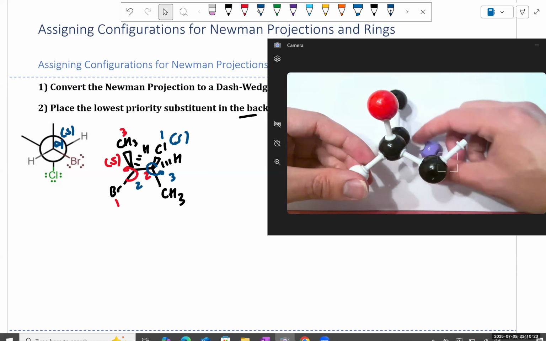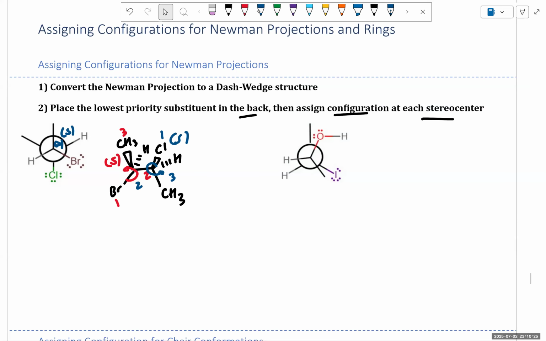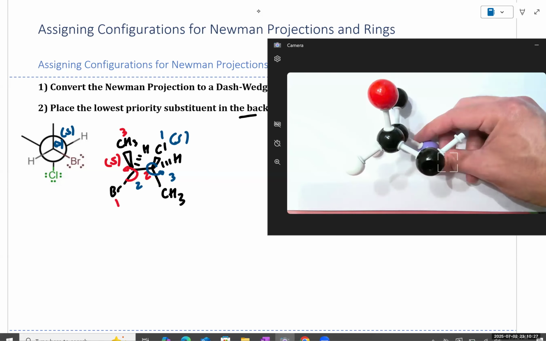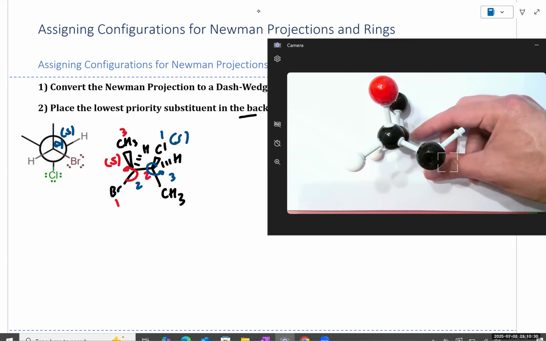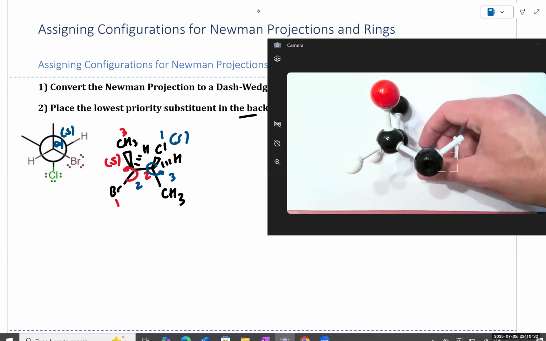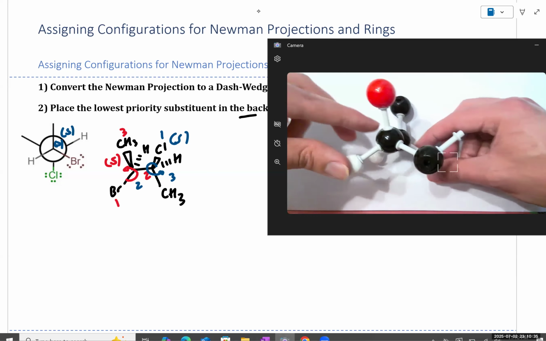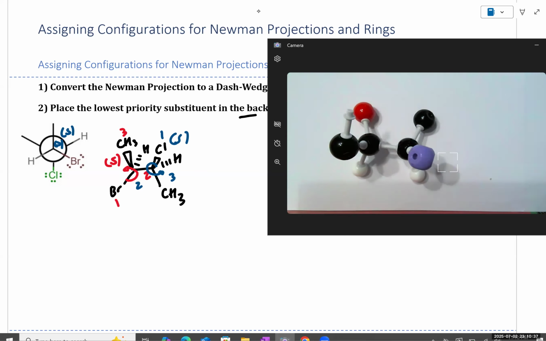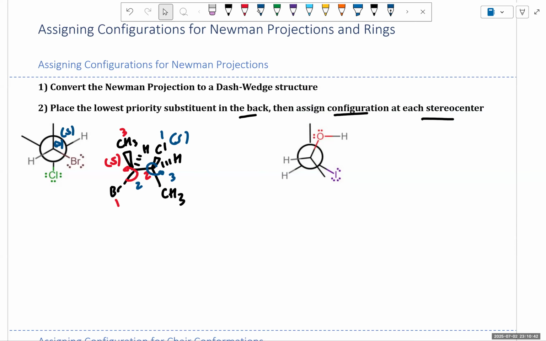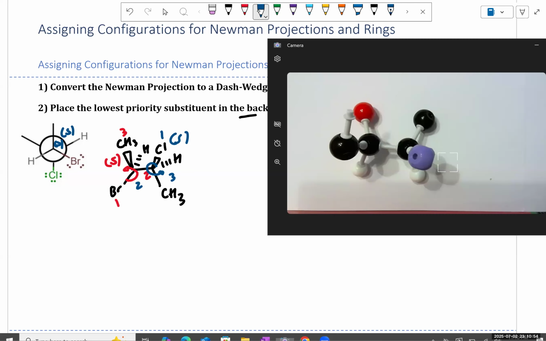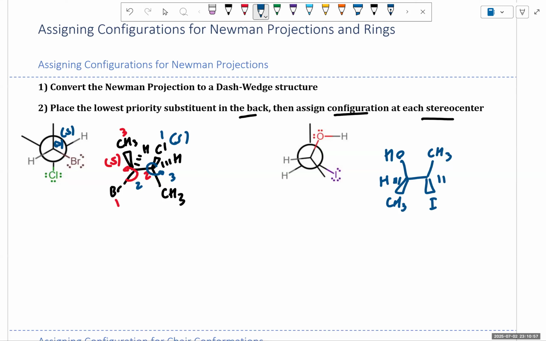So here is a model of this compound. As we can see, the methyl group and iodine are on the right. The hydroxyl group and the methyl group on the back are pointing up. The hydrogens are in the back. Here we rotate. We already have our lowest priority substituent in the back. So let's just draw what we see. The methyl group and the iodine are wedged.